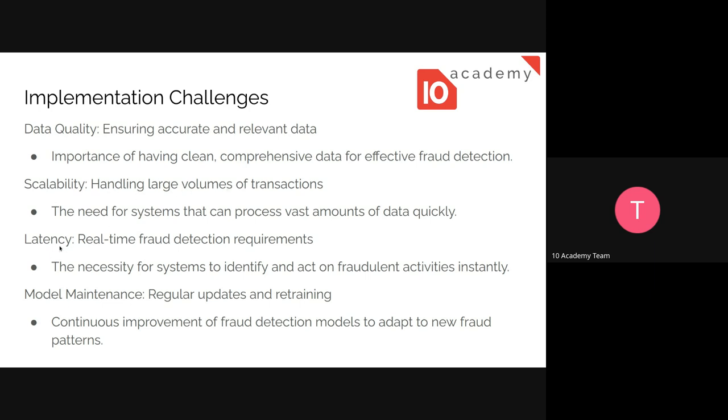The other one is latency. As you know, these models should predict instantly, because if they have some latency, the transaction might pass and some fraudulent acts might happen. So this is one issue.